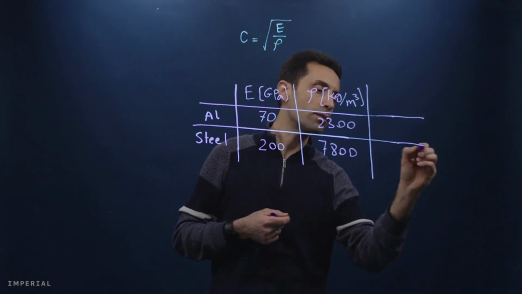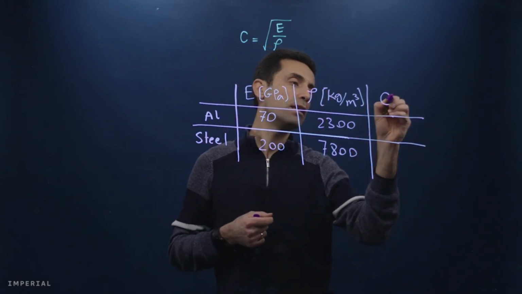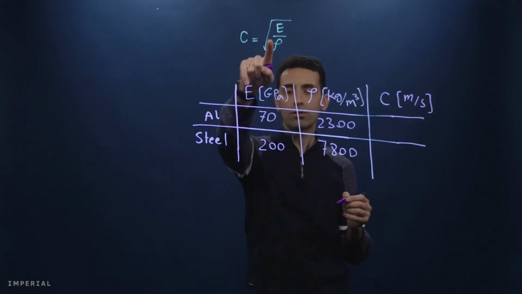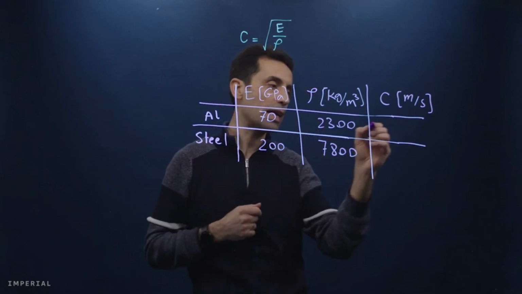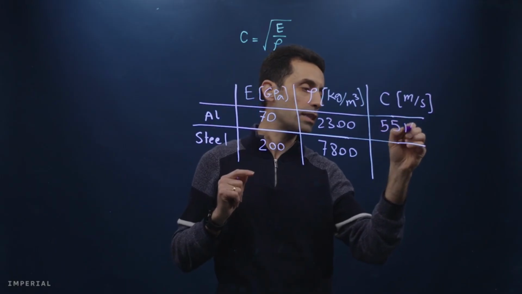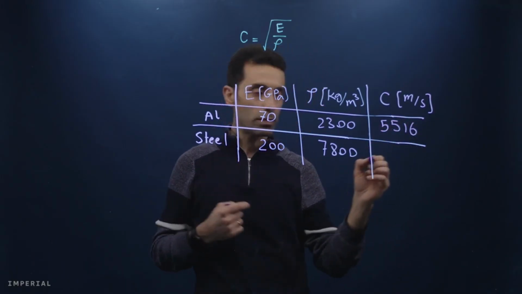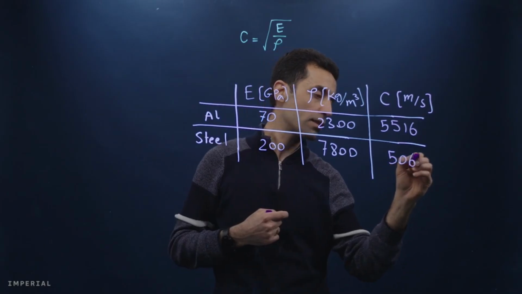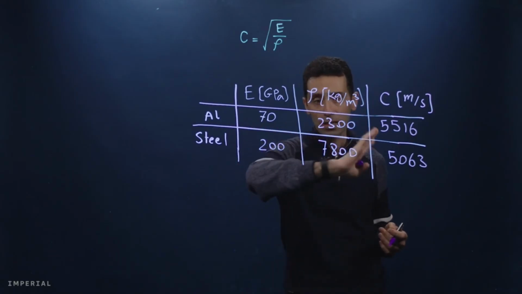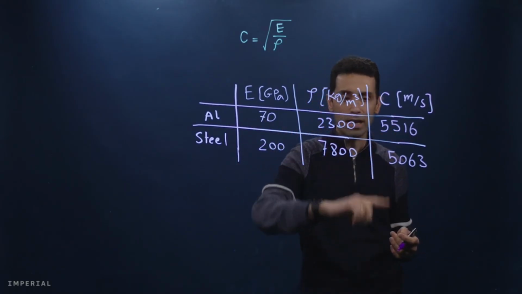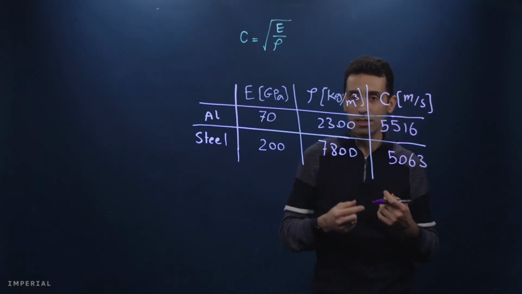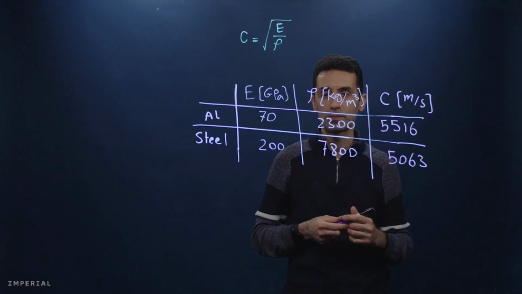And now we can work out the speed of sound, which is c, in terms of meters per second. If you insert this into that equation and find the speed of sound, you will see that in aluminium the value would be 5,516, and in steel that would be 5,063 meters per second. Interesting, no? So you see speed of sound in aluminium is slightly higher than in steel. Well, what is the importance of this in explicit solvers? We will see that in a second.